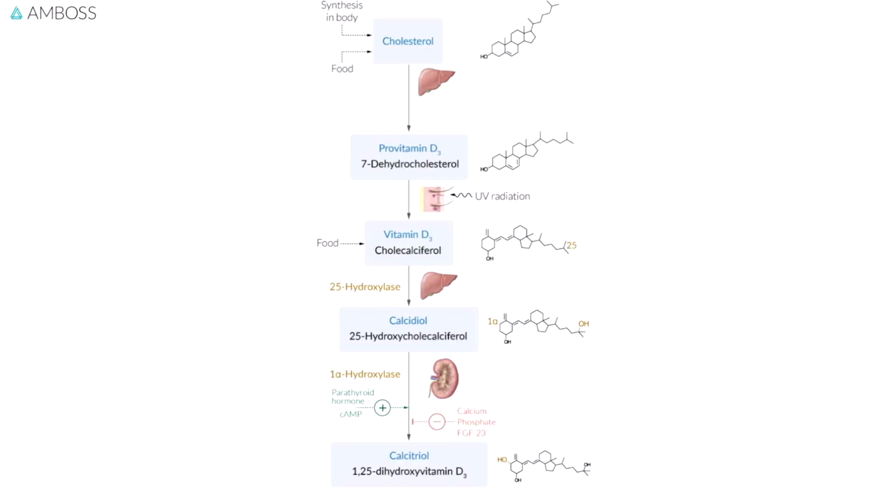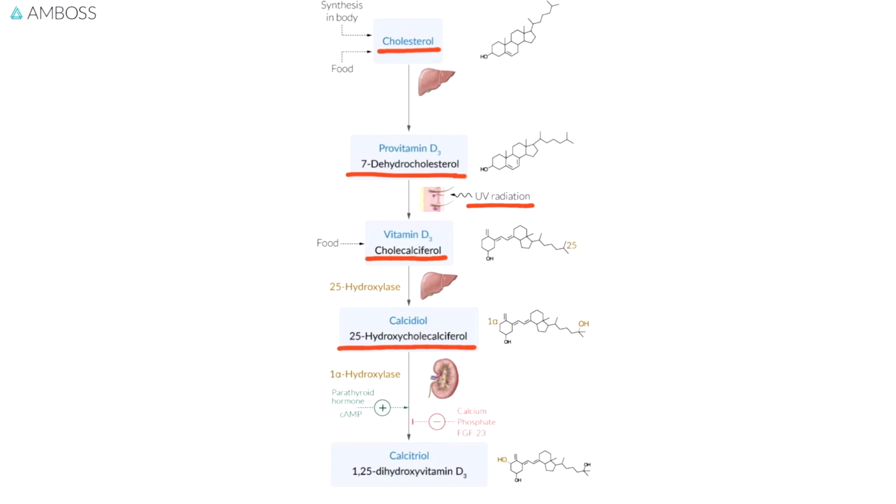So thanks to our partnership with Amboss, I can highlight several important features of vitamin D synthesis. First, in the liver, 7-dehydrocholesterol or provitamin D3 is synthesized from cholesterol. Subsequently, in the skin, thanks to ultraviolet radiation, provitamin D3 is converted into vitamin D3 or cholecalciferol. Cholecalciferol requires the activity of the enzyme 25-hydroxylase to be transformed into 25-hydroxycholecalciferol or calcidiol. 25-hydroxylase is produced in the liver.